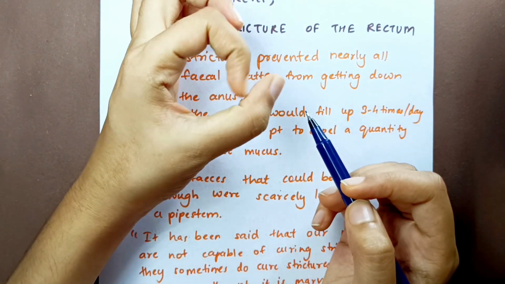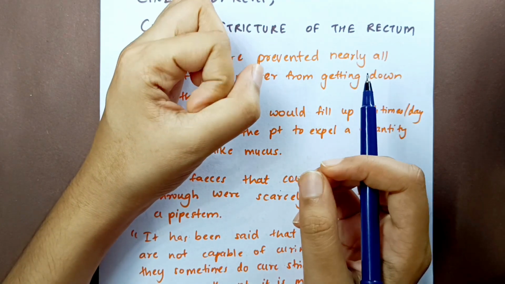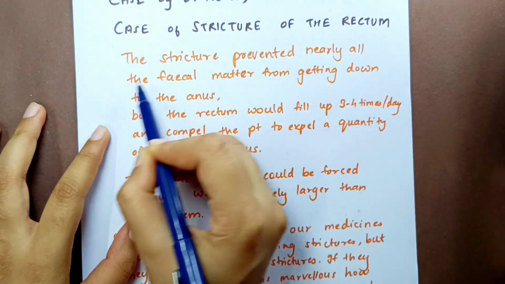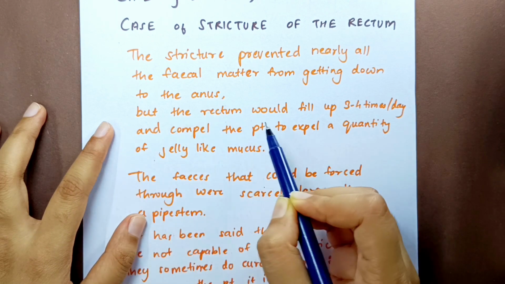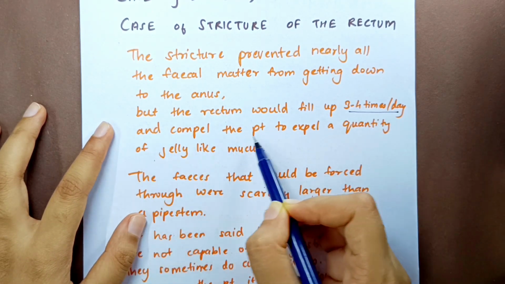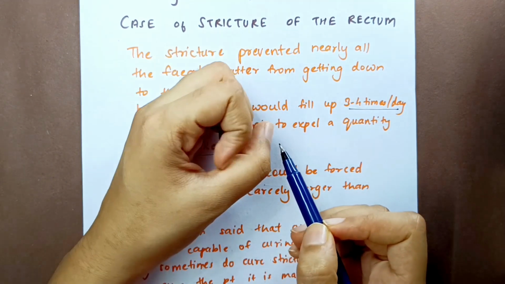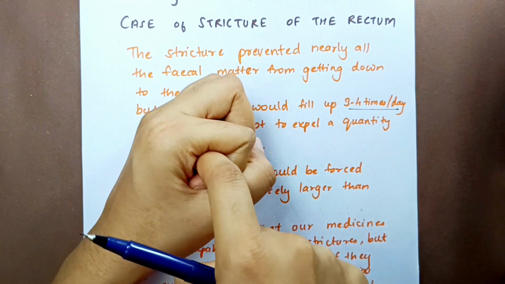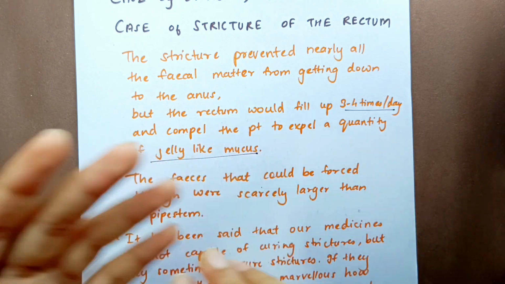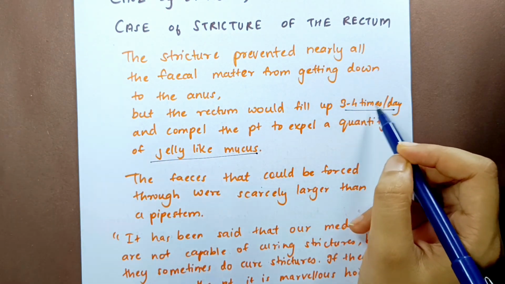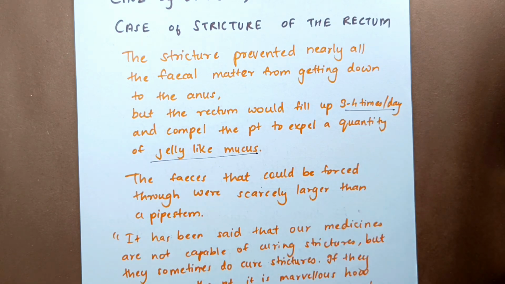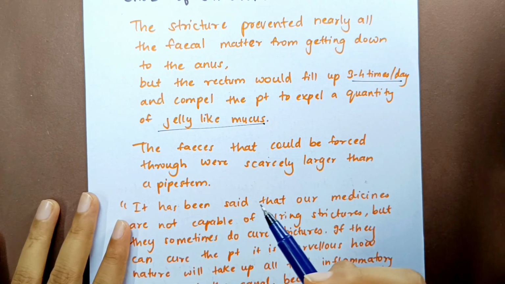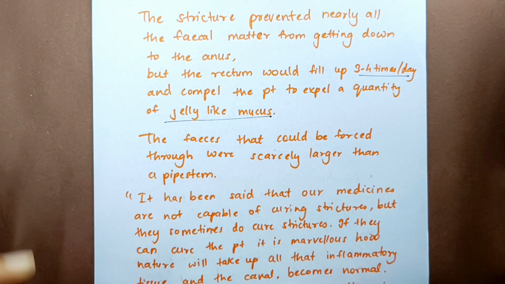What happens in stricture is that the canal narrows. Somewhere in the canal there is a narrowing, because of which the contents are not able to pass through. So the stricture prevented nearly all the fecal matter from getting down to the anus, but the rectum would fill up 3 to 4 times a day and compel the patient to expel a quantity of jelly-like mucus. Since there is a stricture, the fecal matter is not able to pass through it, but the jelly-like mucus is. The feces that could be forced through were scarcely larger than a pipe stem. Even if the feces are coming out, they are very small, like a pipe.